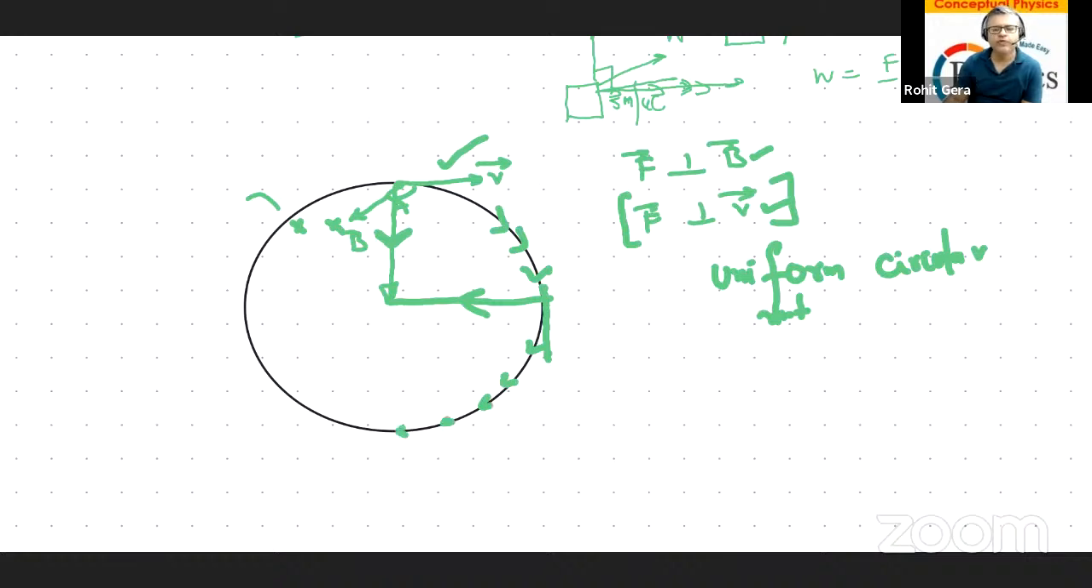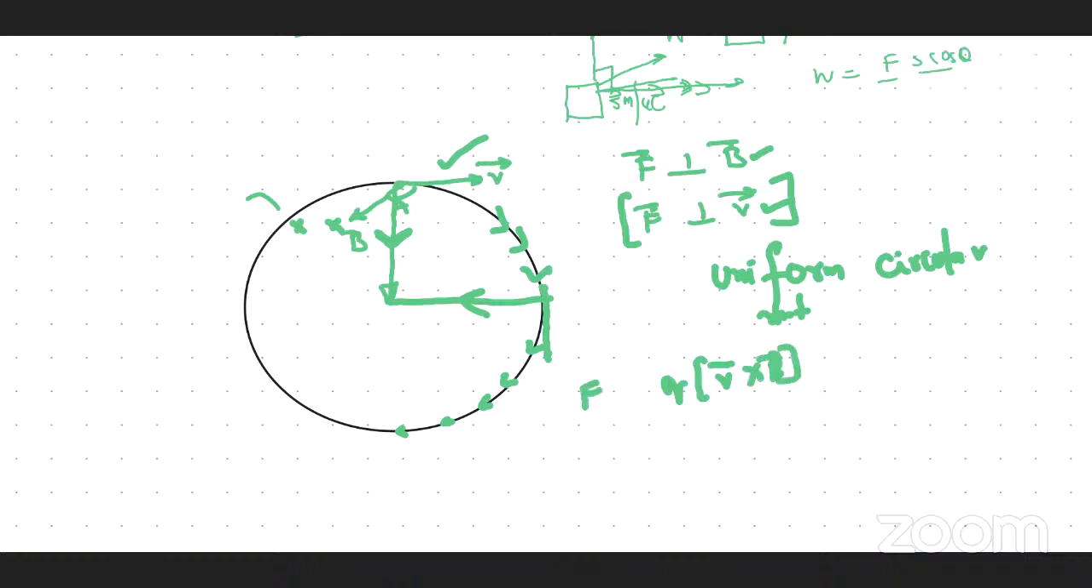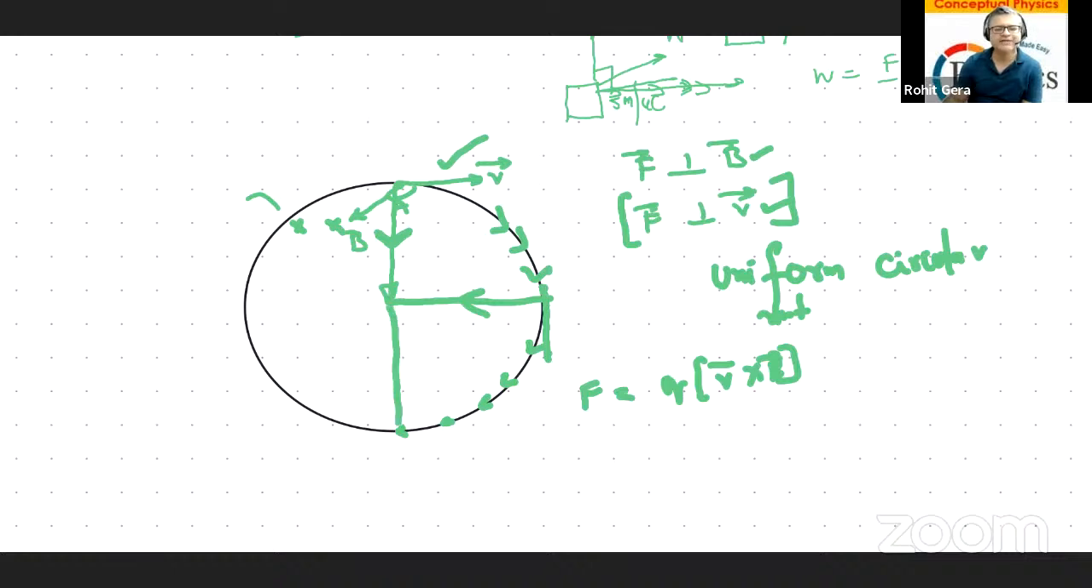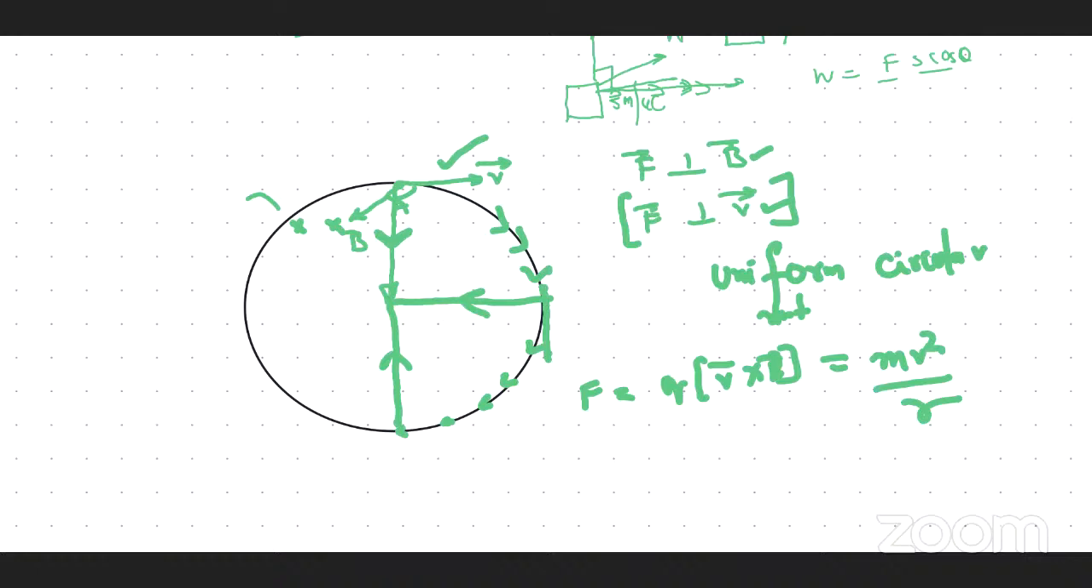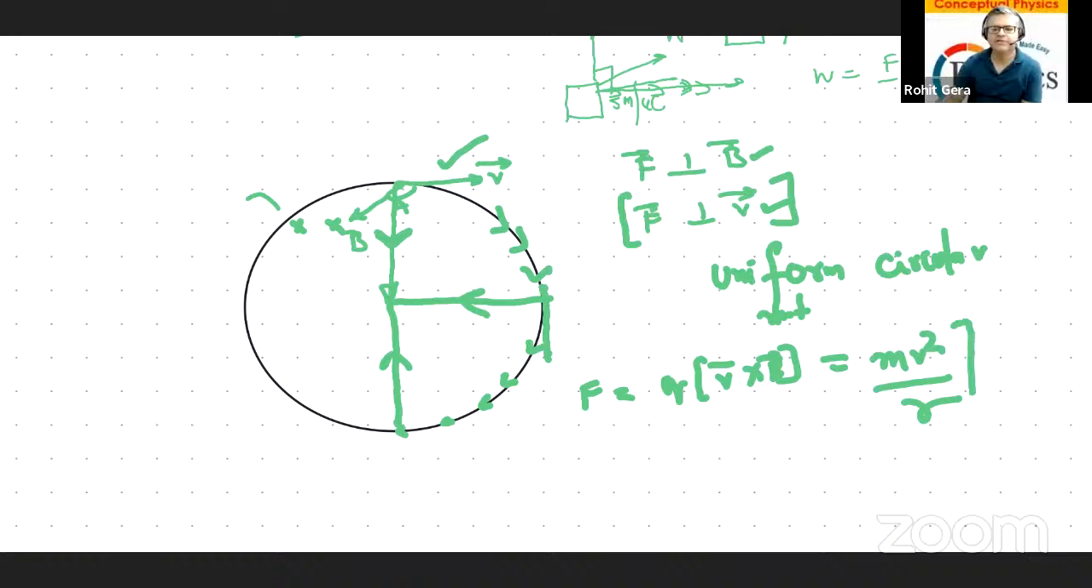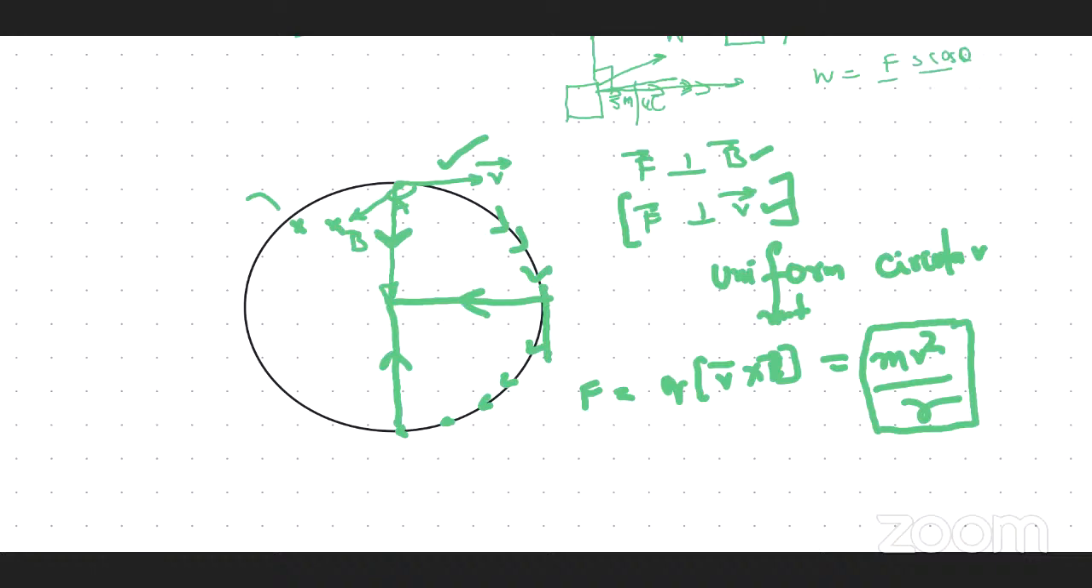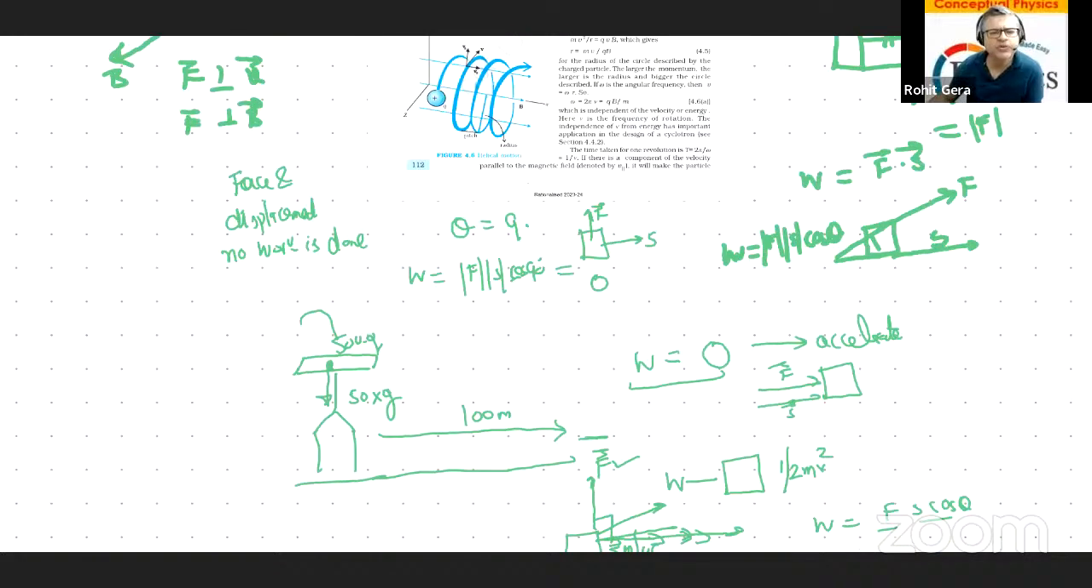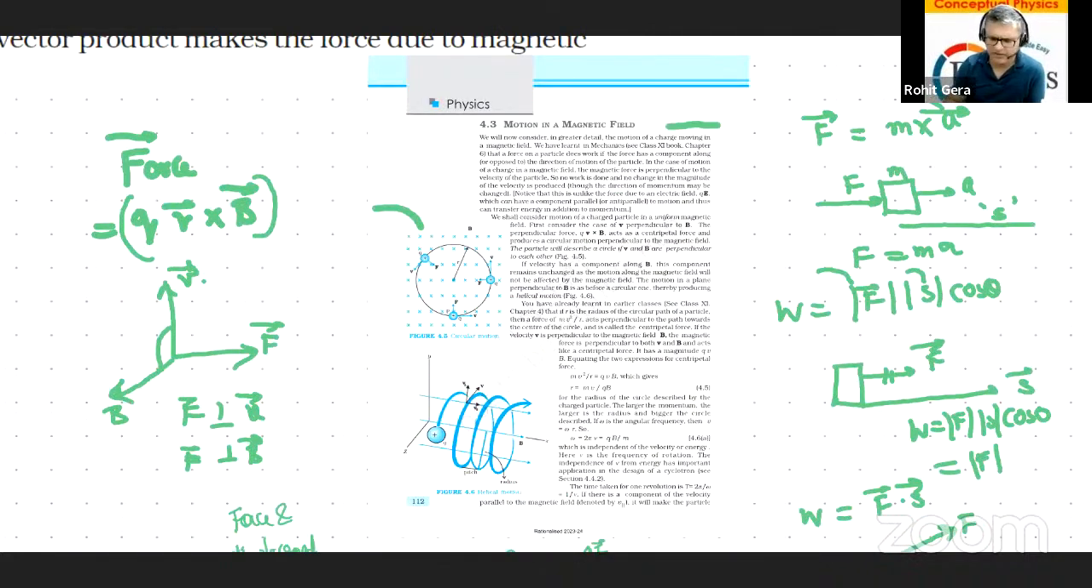This q v cross B force is directed towards the center of the circle and is the source of the centripetal force. The formula for centripetal force is this. Centripetal force means a force that is directed towards the center of a circle. Understood. Okay, let's get into the details now. So let's read this part.